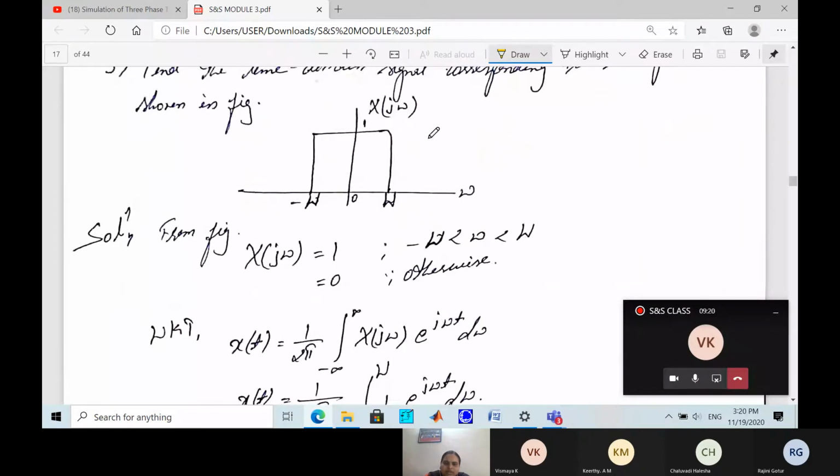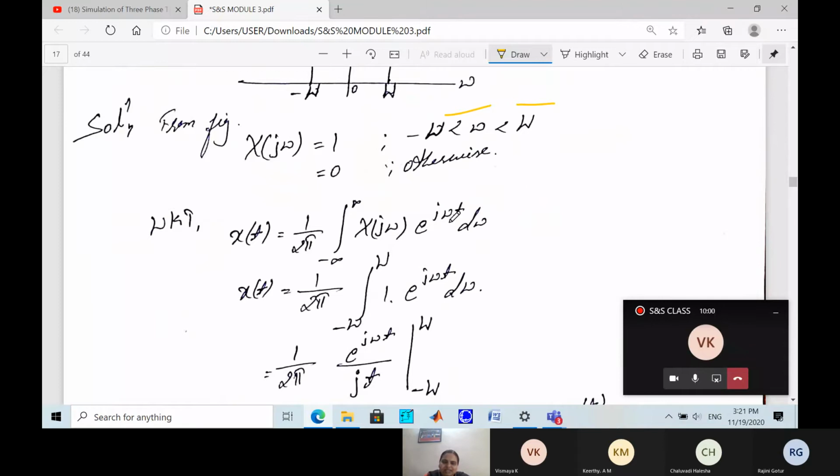From the given figure, first we have to write the equation. From the figure, we can write x of j omega is equal to 1 when our signal is existing from minus omega to plus omega. For making a difference, here it is taken as capital W and here capital W; it's nothing but omega only. You can go for anything based on the parameter given, and you have to write that one only: minus W to plus W. Omega is varying, and it will be 0 for the other cases.